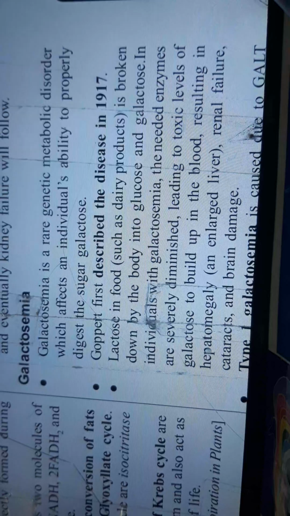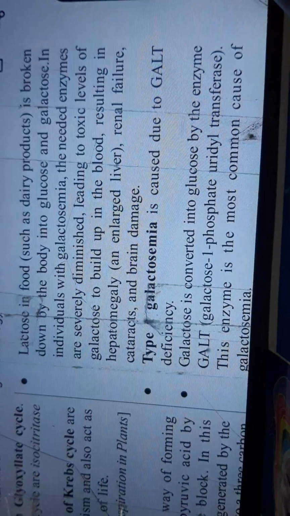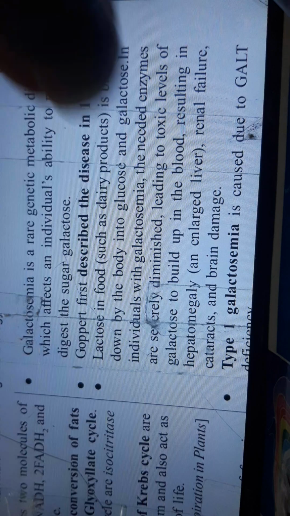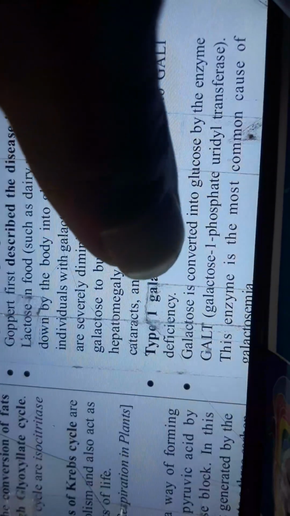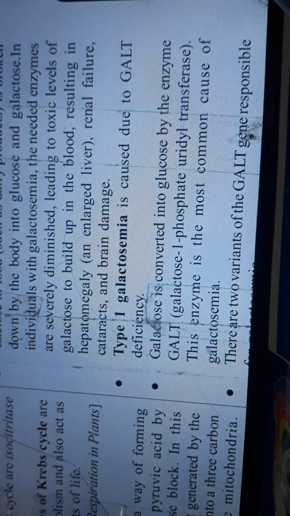So galactosemia is next. This is a rare genetic metabolic disorder which affects an individual's ability to properly digest the sugar galactose. Goppert first described the disease in 1917. Lactose in food, such as dairy products, is broken down by the body into glucose and galactose. In individuals with galactosemia, the needed enzymes are severely diminished, leading to toxic levels of galactose building up in the blood, resulting in hepatomegaly, enlarged liver, renal failure, cataracts, and brain damage.